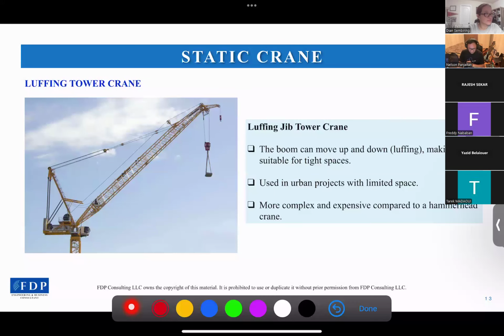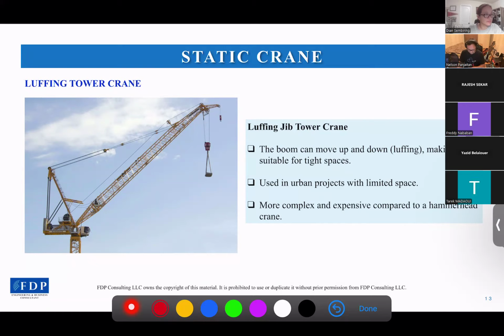And then we have the luffing tower crane here. Unlike the hammerhead tower crane, which can move the hook position, this luffing tower crane needs to boom up and boom down to adjust the radius. It is used in urban projects with limited space, and is more complex and expensive compared to the hammerhead crane.